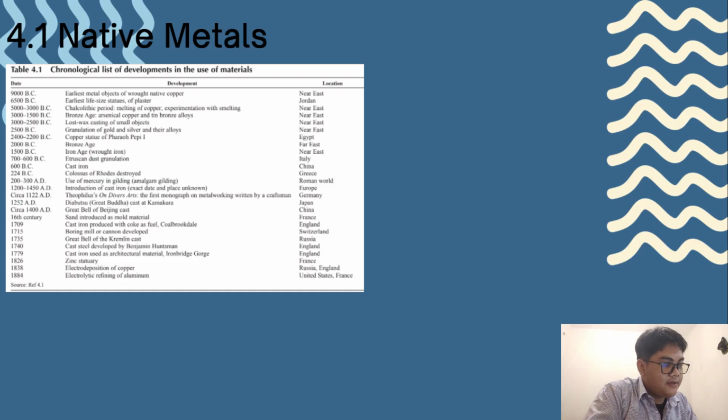Let's jump to 4.1, the native metals. Most metals naturally occur as minerals or compounds. The metal atoms have reacted with other metals or with non-metallic atoms. One of the primary tasks of metallurgy is to extract the metal from the compound. The few metals that are found in the unreacted state are termed native metals. Through the use of native metals, the science of metallurgy was born.